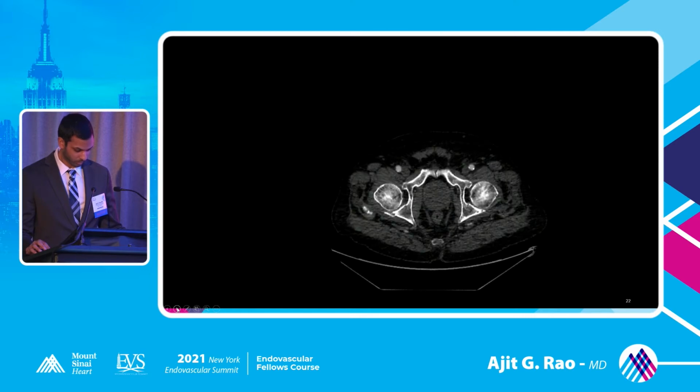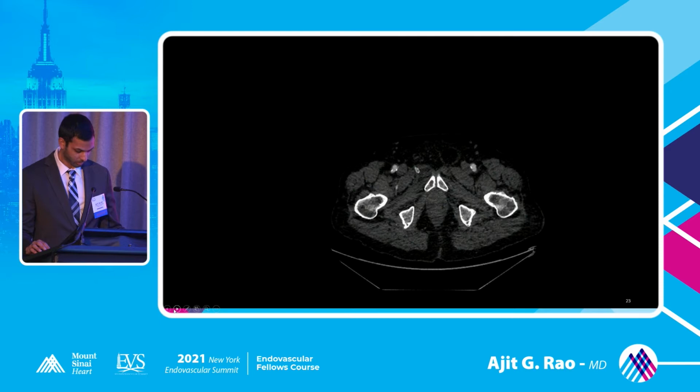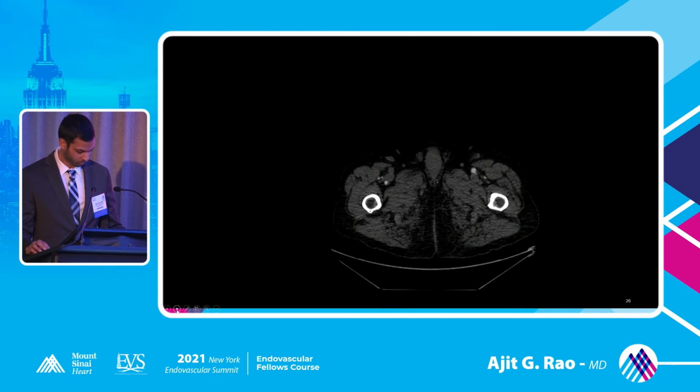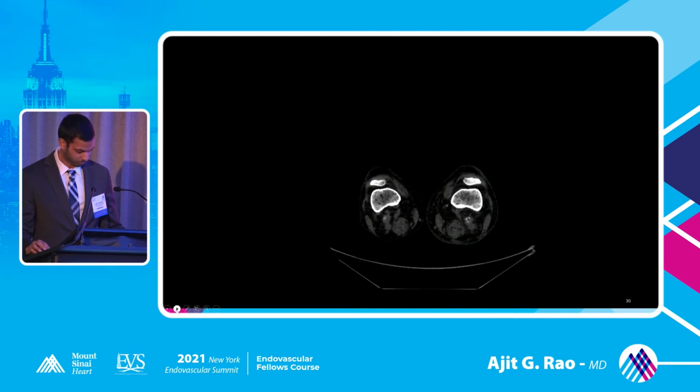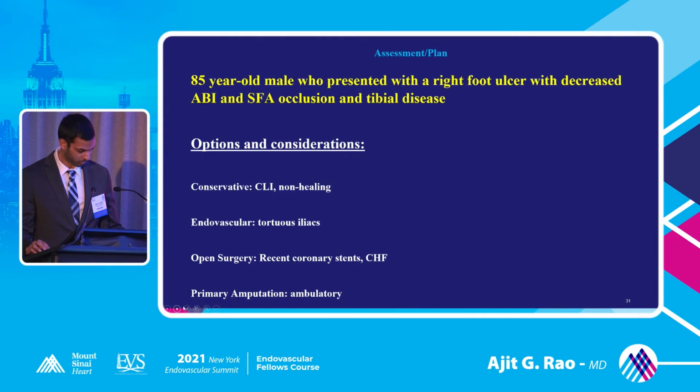And going further down, focusing on the right side here, you'll see that his femoral artery is also occluded just past the origin with just a profunda. And then farther down in the leg, it comes back above the knee. I'll show you the angiogram, but he had a 2-vessel runoff, actually 3-vessel runoff. So just to summarize, it's an 85-year-old. He presents with a right foot ulcer with an SFA occlusion and tibial artery disease.